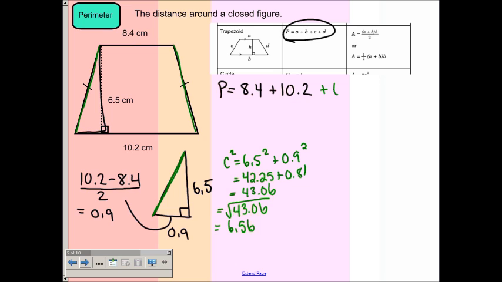centimeters. So now adding that to my perimeter, I've got the top, the bottom, and now the two sides all adding together to result in 31.72 centimeters in total for the perimeter of this shape.